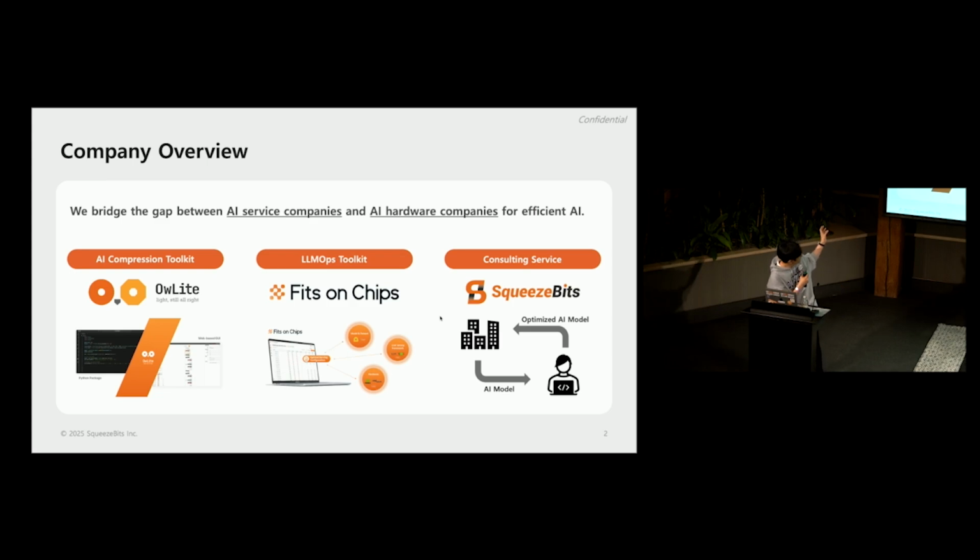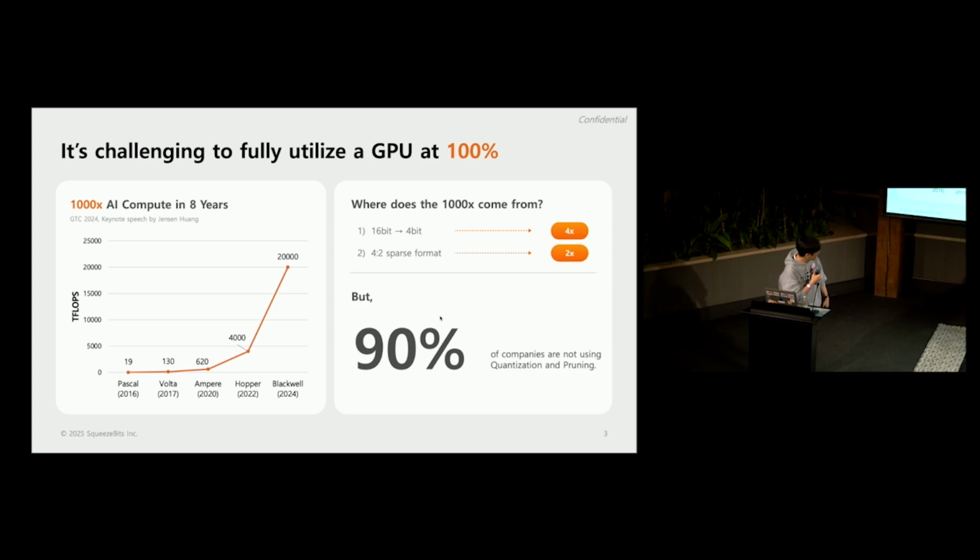We provide two different products here. The left one is called OwLite, and the middle one is Fits on Chips. And we also do service consulting. Why are we doing this?